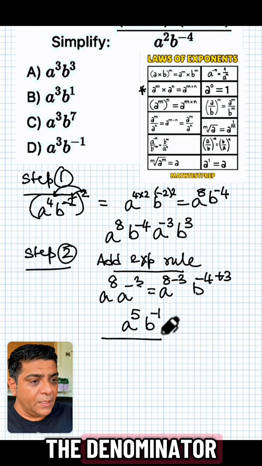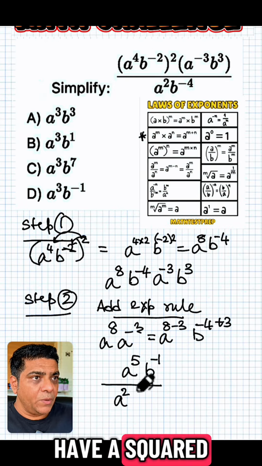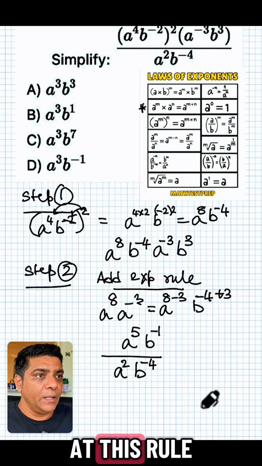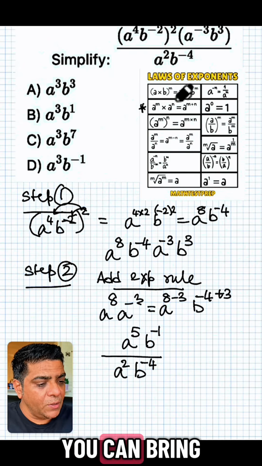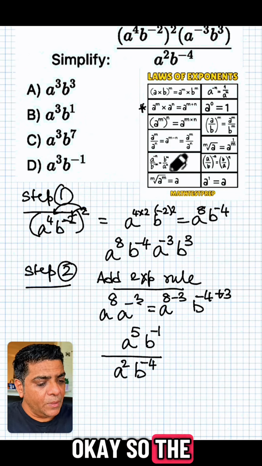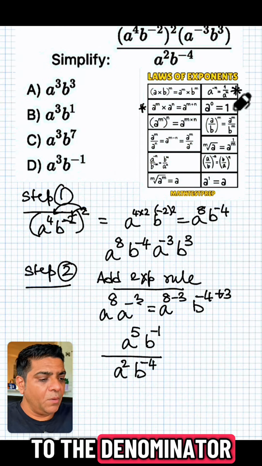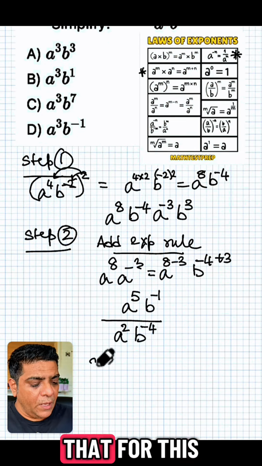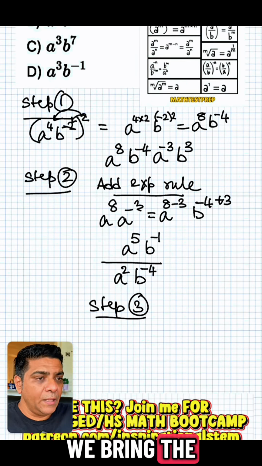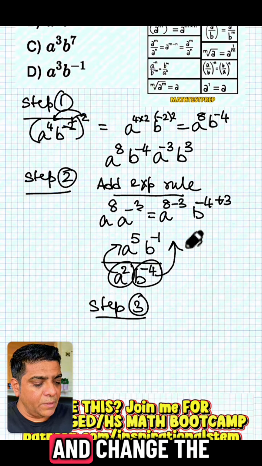Now let's go ahead and simplify the denominator just like we did the numerator. In the denominator, we just have a squared b to the negative 4. So we want to make everything positive exponents now. And look at this rule: if you have a negative exponent, you can bring it to the denominator and make it positive. The rule is right here. So if you have a negative exponent, you bring it to the denominator or vice versa. So let's go ahead and do that for this. We bring the a squared to the numerator and the b to the negative 4 to the numerator and change the signs.